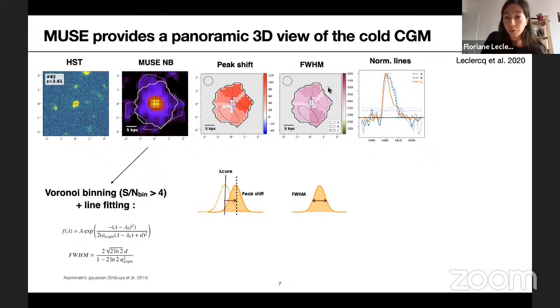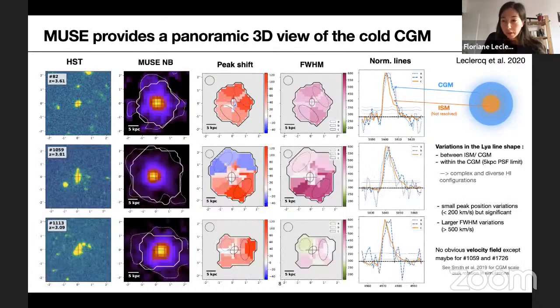And here I'm showing some lines extracted in the center in orange and in the different regions of the CGM in blue. So yeah, in the center, we can say that it's the ISM, but it's not resolved in this case. Okay, so as I told you, there are six objects like this. So here I'm showing 2 more.